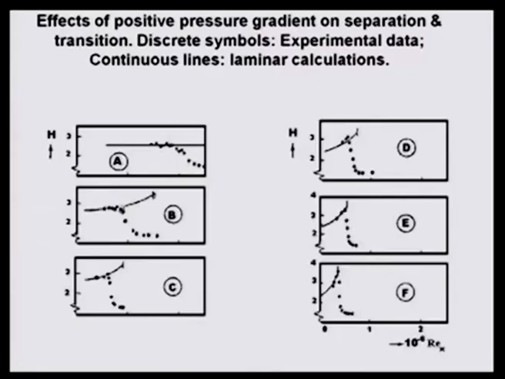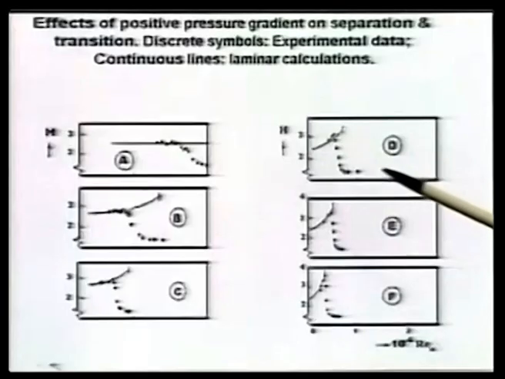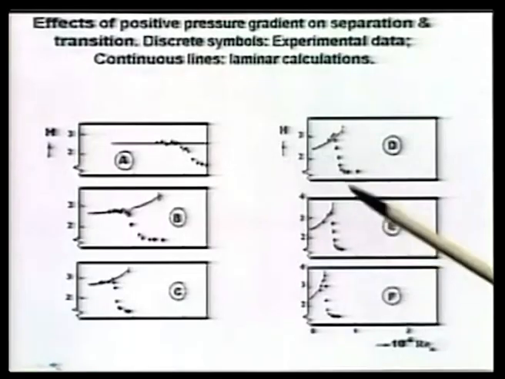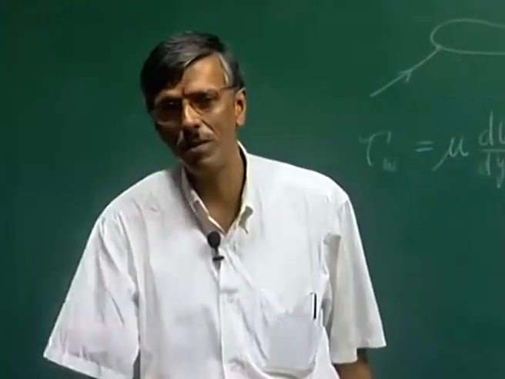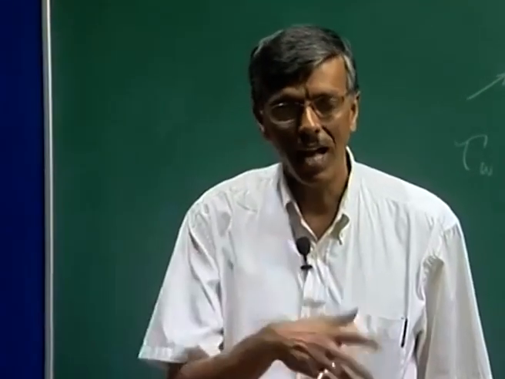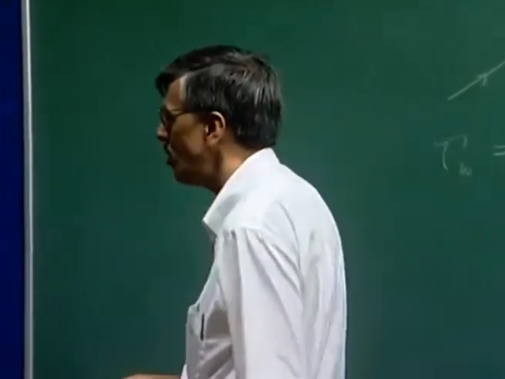Now, what we are seeing here is a plot of h versus RE. On the y axis we plot h, the shape factor, on the x axis we plot RE, scaled down by a factor of a million, and these discrete data points that you are seeing are the corresponding experimental observations. Okay? And this solid line indicates some effort at calculating the boundary layer. We can solve the boundary layer equation, and then we can calculate its H, and then we see what happens.